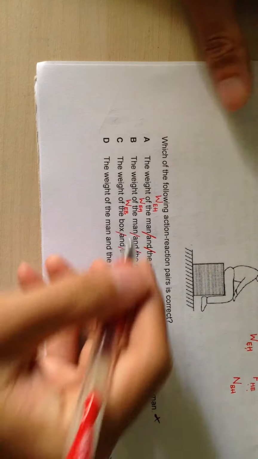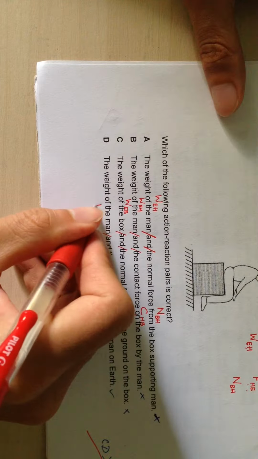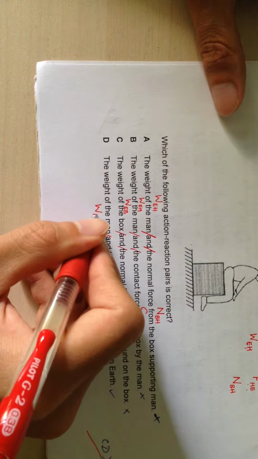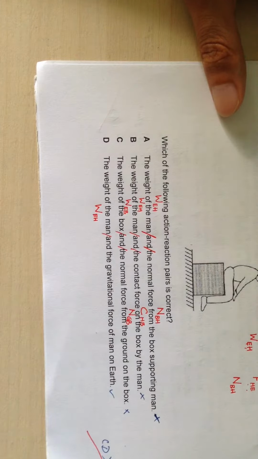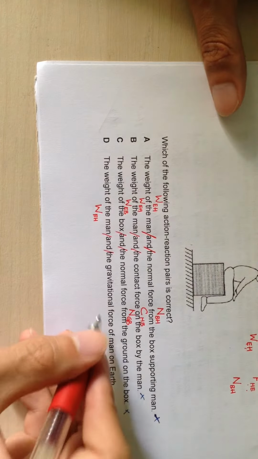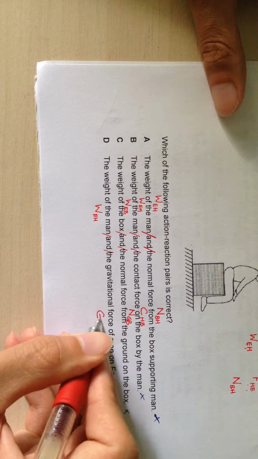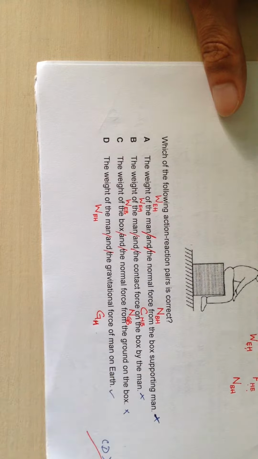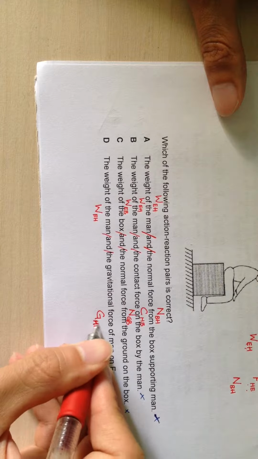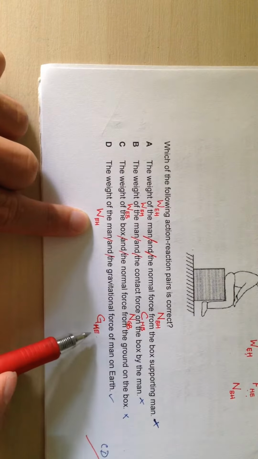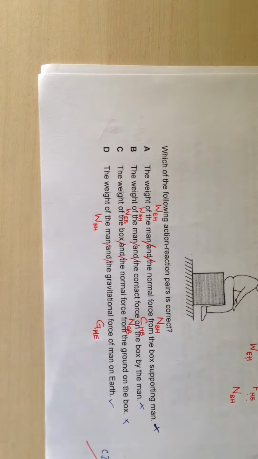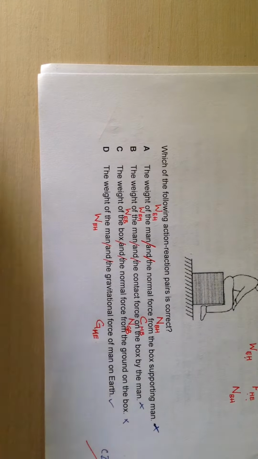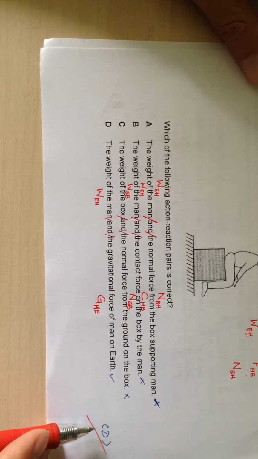Okay, so let's look at the last one. The last one is the weight of the man. So this is earth on human. Then after that, gravitational force of the man on earth. So it will be the gravitational force of the man, that means the human, on earth. So you see here, one is EH, one is HE. So yes, it is an action-reaction pair. So that's why D is correct.